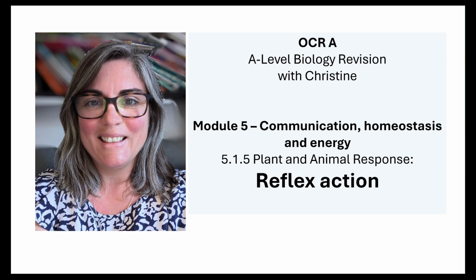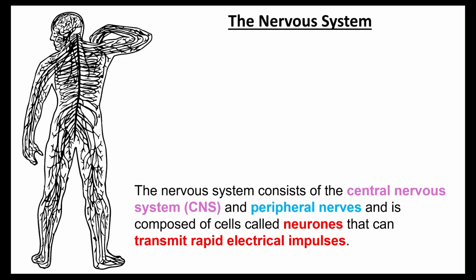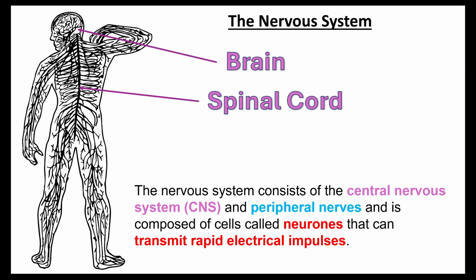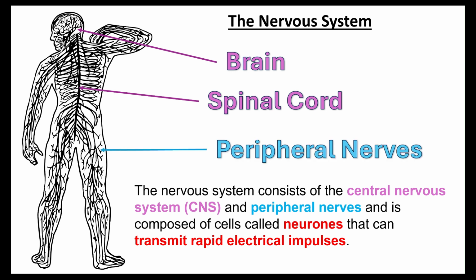So today's lesson I want to look at the reflex action. But before we do that, let's just remind ourselves about the nervous system. So we know the nervous system consists of our central nervous system, our brain and our spinal cord. And we know that we've got our peripheral nerves, which are differentiated neurons that are going to transmit electrical impulses rapidly through the nervous system.